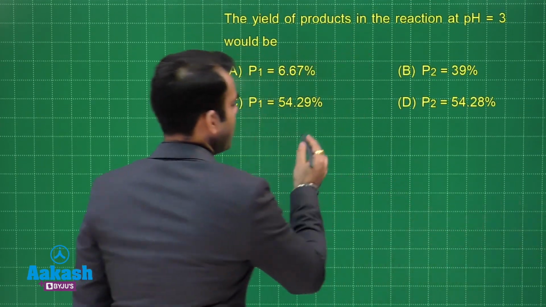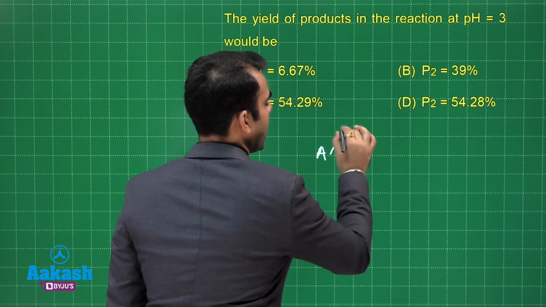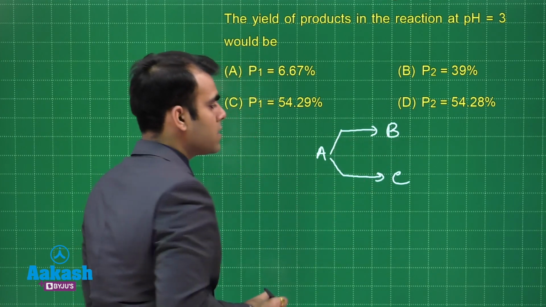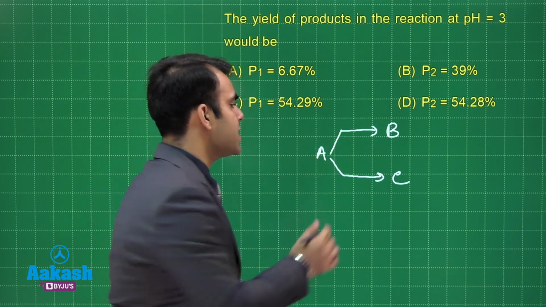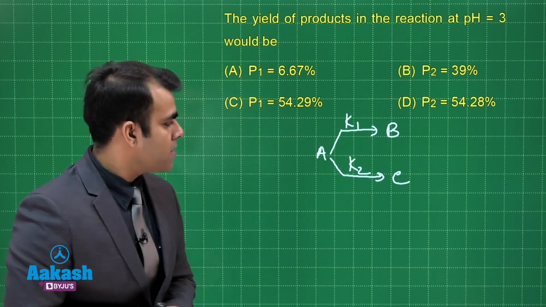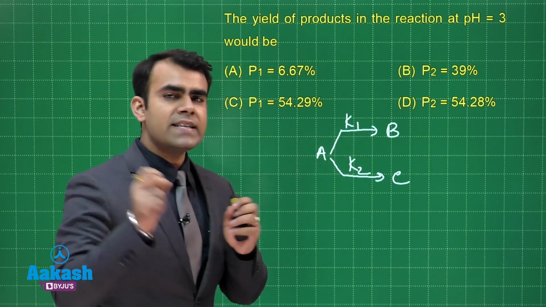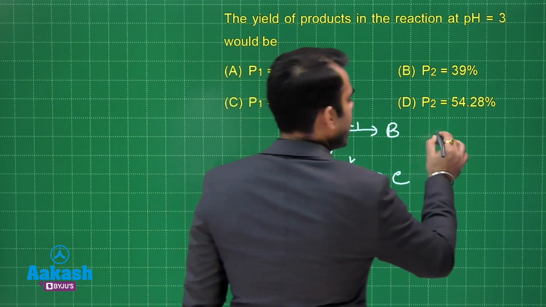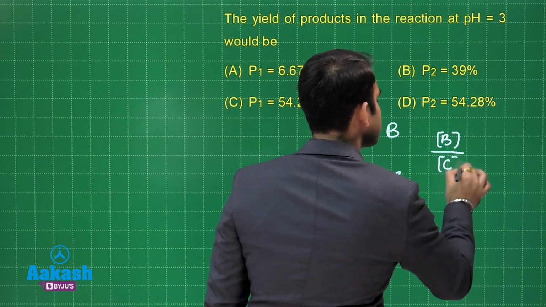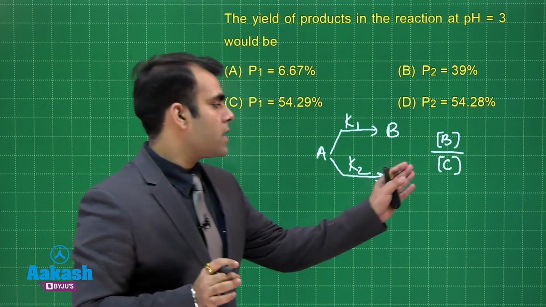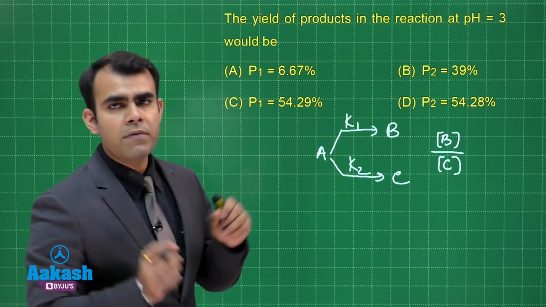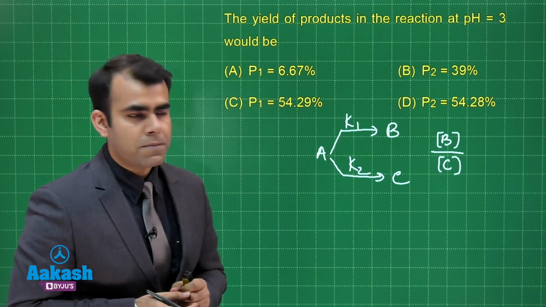And you have read that whenever we have parallel reactions, let's say I have a compound A which is forming B and C, and the rate constants for the formation of B and C are K1 and K2, and these two are also first order reactions. Then if I want to calculate the yield of B and C at any instant, the ratio of the amount of B to the amount of C at any instant is always the ratio of K1 and K2. And from this understanding we will solve this problem.